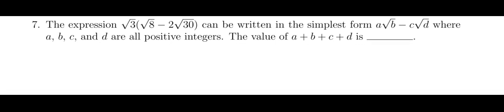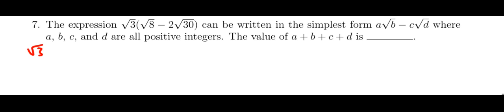So this question says that the expression root 3 multiplied by the square root of 8 minus 2 root 30 can be written in simplest form a root b minus c root d, where a, b, c, and d are all positive integers. And then we want to add those all up and get what the answer is. Okay, so I got to multiply that through.